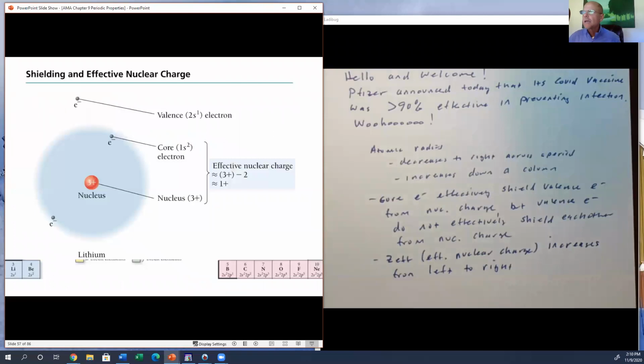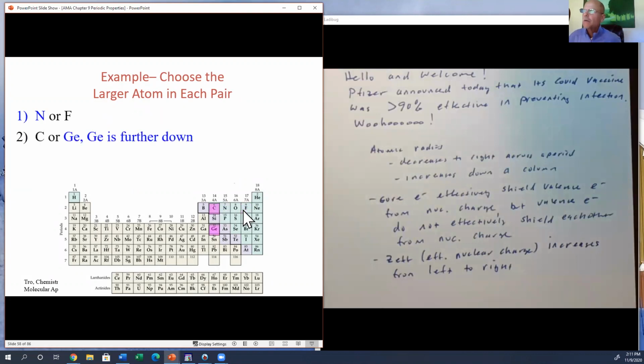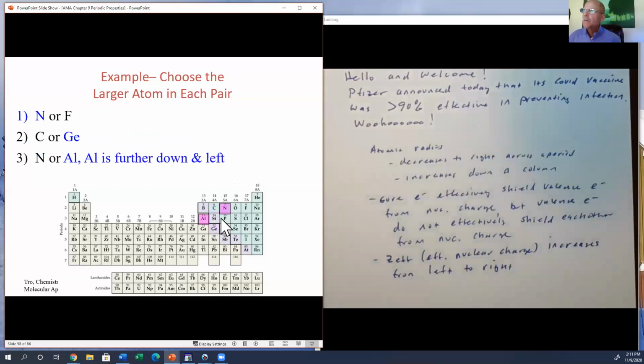So let's do an example. Which one's bigger, nitrogen or fluorine? Nitrogen, right? Because things get smaller as you go to the right. How about carbon or germanium? Germanium's bigger, right, because it's lower down. Nitrogen or aluminum? Aluminum is bigger, because you get bigger as you go down and bigger as you go to the left. Aluminum or germanium? Germanium is bigger.